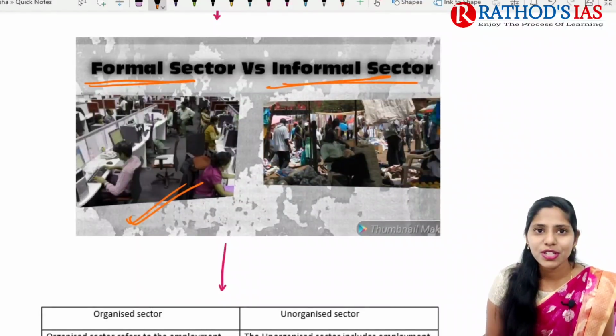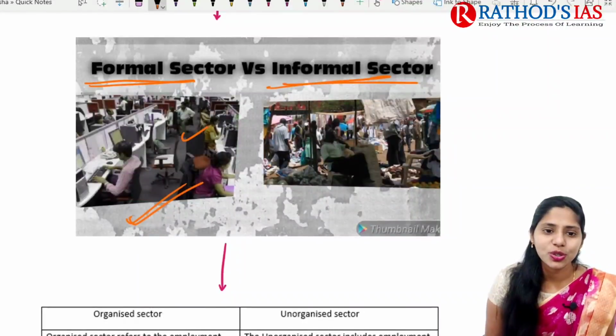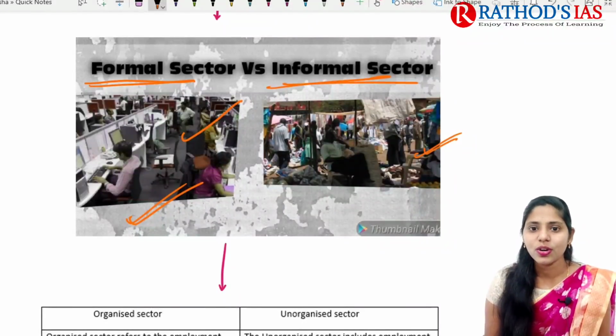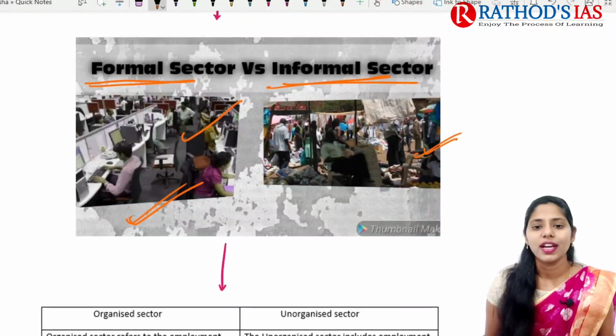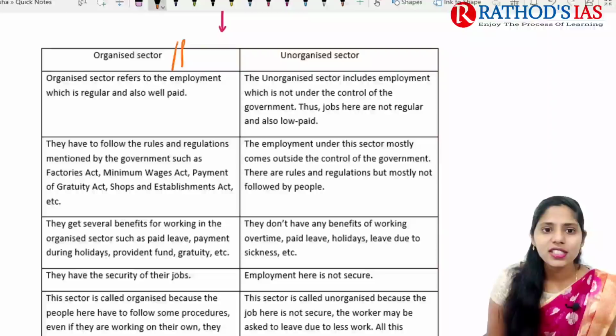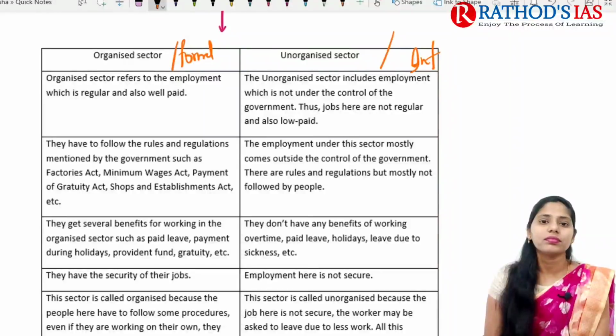So if you see this image, you can see the people who are mainly working. For example, you can talk about software workers, right? Here the image is showing the software workers, and here you can see the street vendors, okay, who are selling clothes or any daily wage items, etc. So now let us try to see the differences between the organized sector and the unorganized sector. The organized sector is also called the formal economy, and the unorganized sector is also called the informal sector, right?